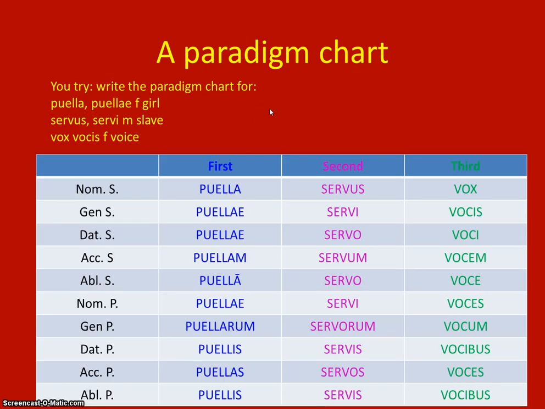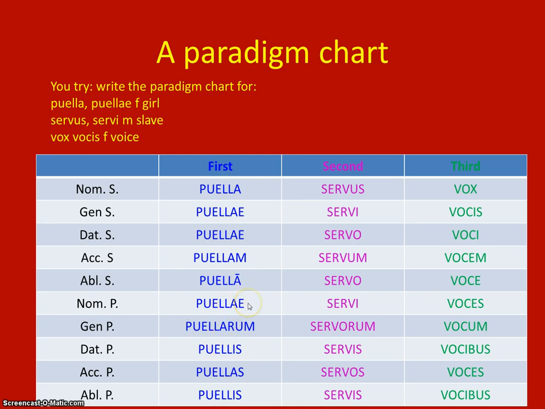Okay. Here's your paradigm chart for these three words. So puella means girl. Puellae would mean of the girl. Okay. Puellae as a dative means to or for the girl. Puellam means the girl as a direct object. Puella, with that long A, means with the girl or by the girl.